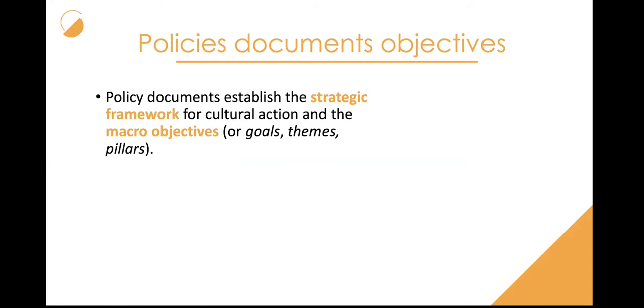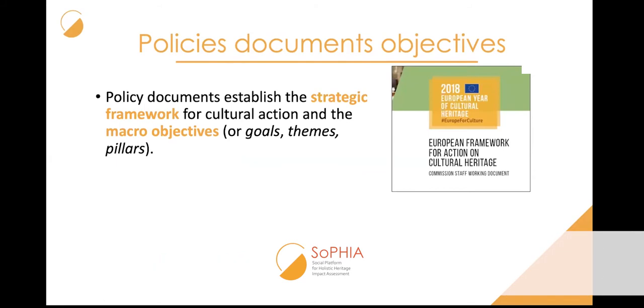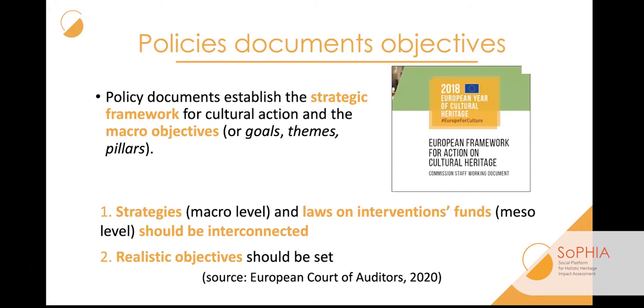Okay, policy documents establish the strategic framework for cultural actions. And of course, within these policy documents, goals are described as macro objectives or goals, themes, and pillars. In our work altogether, we have highlighted some of the main policy documents, and here you can see on the screen the European Framework for Action on Cultural Heritage. But of course, this is only one of the most important.